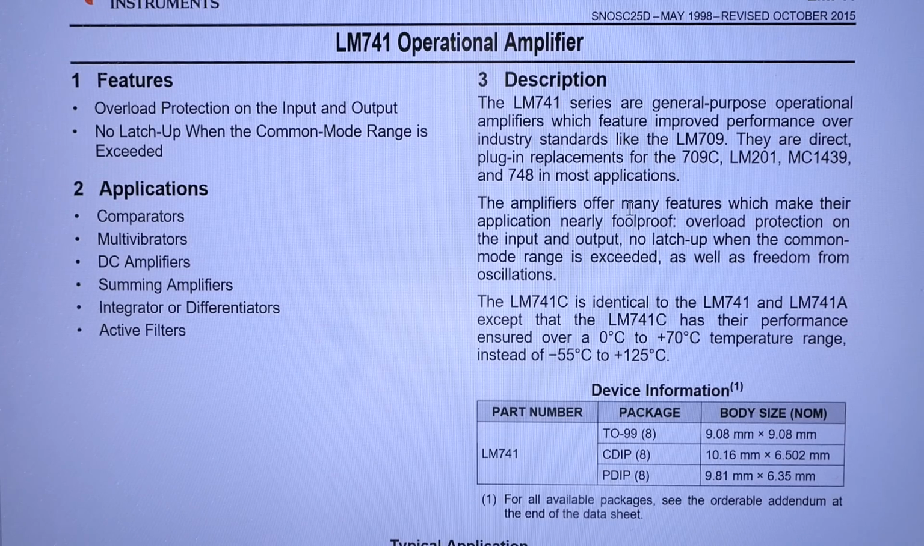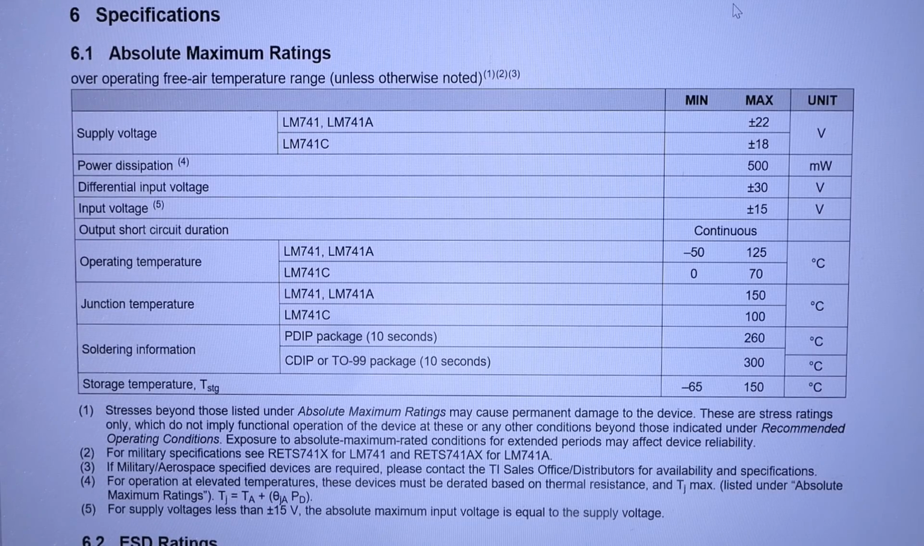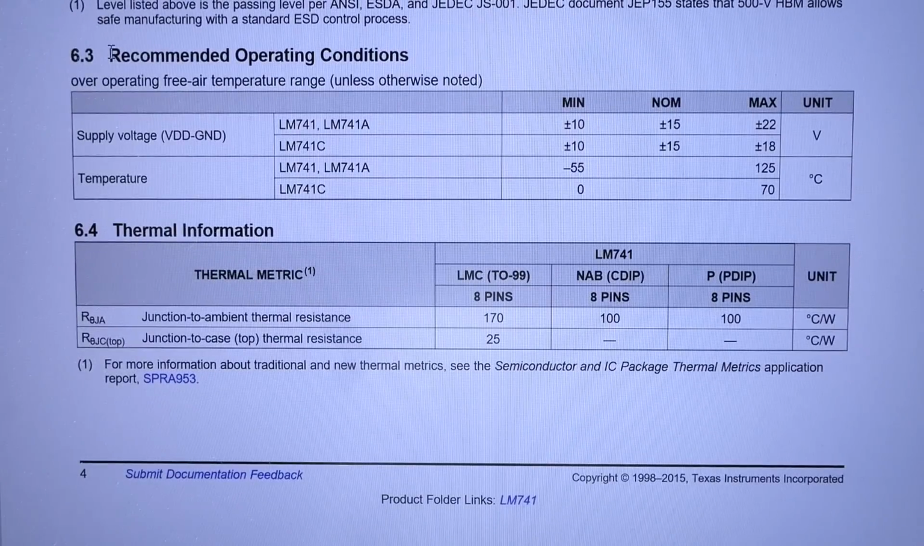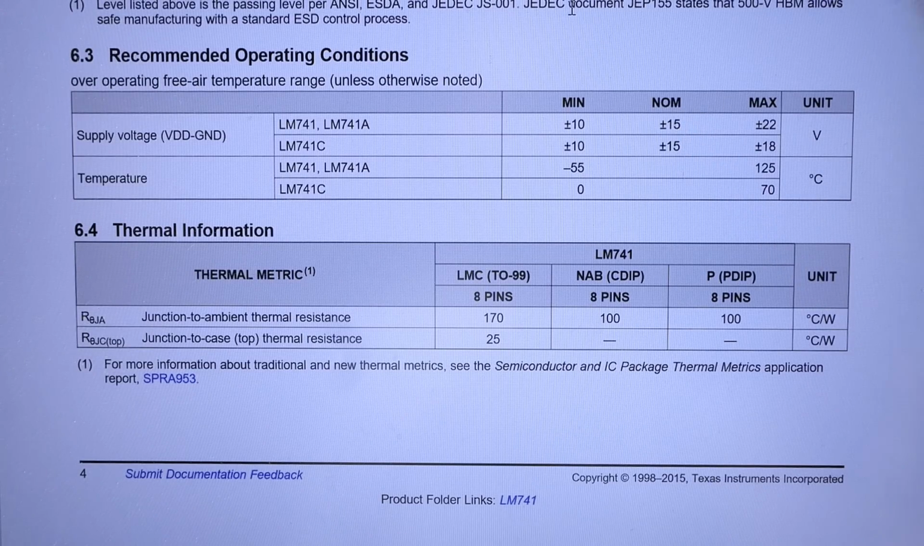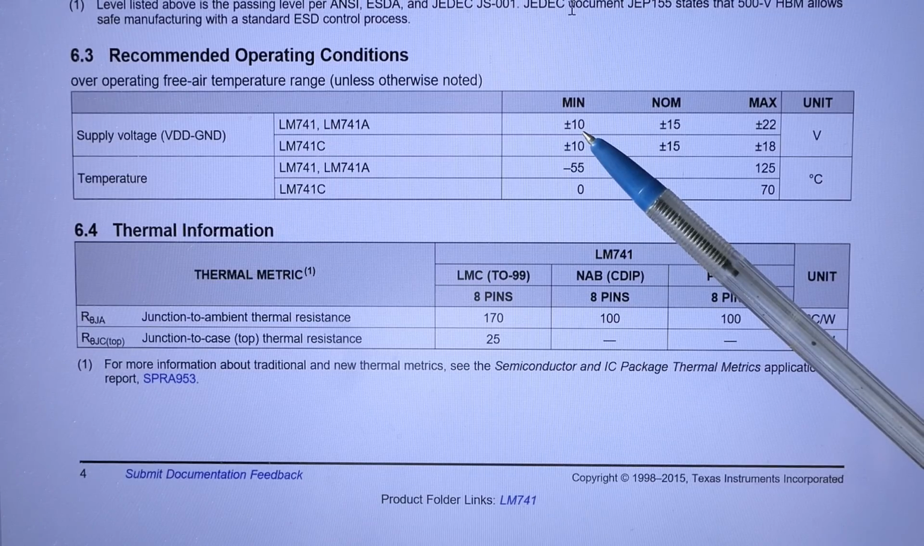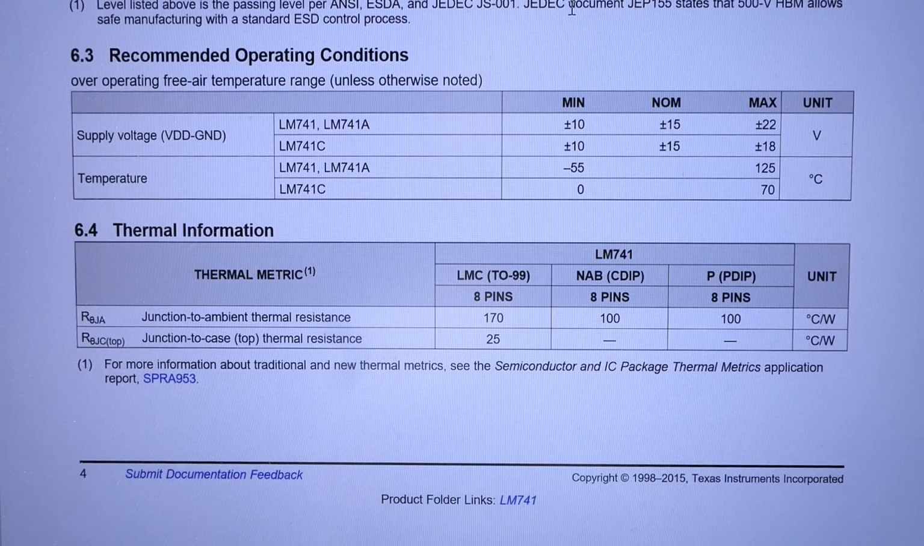Now let's take a look at some examples of op-amp datasheets. 741 is a very common old school op-amp. Here are the absolute maximum ratings, but you actually want to look at these, the recommended operating conditions. The supply voltage is from plus minus 10 to plus minus 22 volts, but the nominal is plus minus 15 volts. This is the voltage most old school op-amps are using. And as you can see, the minimum is plus minus 10, which with a non-symmetrical supply would be 20 volts. So this is really not for a low voltage operation. Somebody tried to use it in my battery analyzer at 5 volts, and of course it did not work.